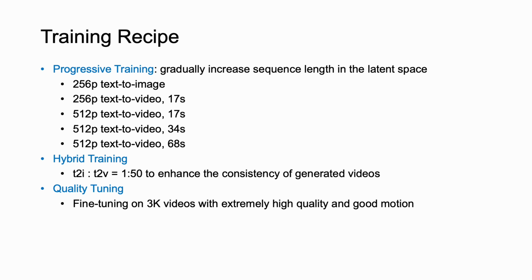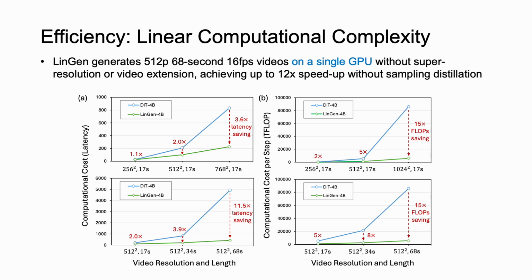In all the text-to-video pre-training stages, we include a small portion of text-to-image generation training steps to enhance the consistency of generated videos. Furthermore, after pre-training, we fine-tune our model on a small dataset that includes videos with extremely high quality and good motion. Our LinGen model achieves superior efficiency and performance compared to standard diffusion transformers. LinGen generates 512p 68-second 16 fps videos on a single GPU without super resolution, video extension, or interpolation, achieving up to 12 times speed up without sampling distillation.